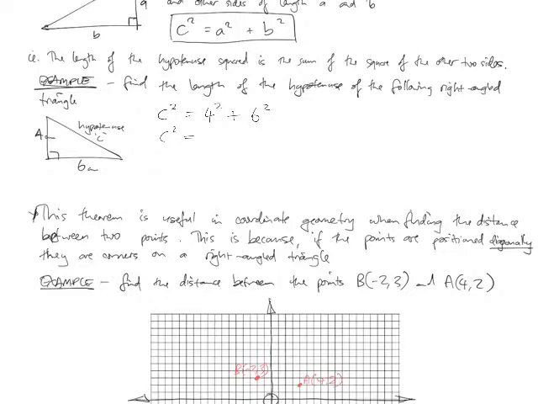What's 4 squared? We know what that is. That's 16, 4 times 4, plus... We know what 6 squared is. That's 36. So right now I'm just going to grab my calculator and find out everything we do know. 16 plus 36 comes to 52.